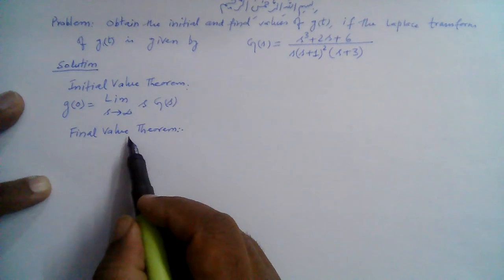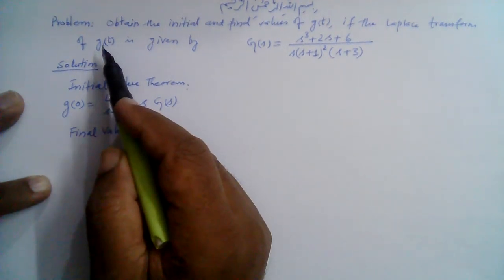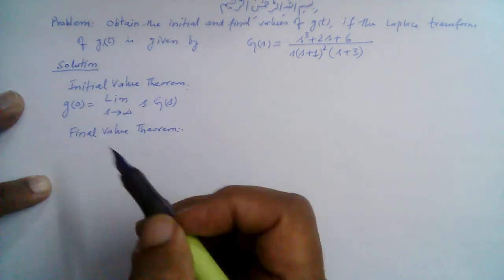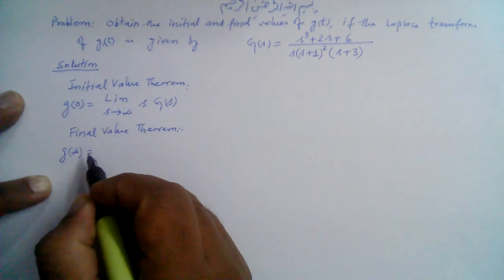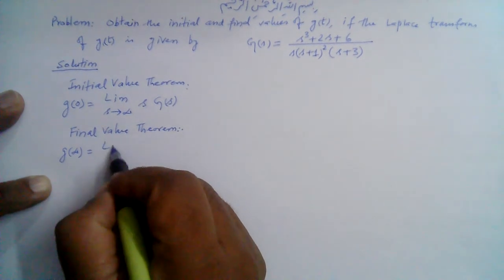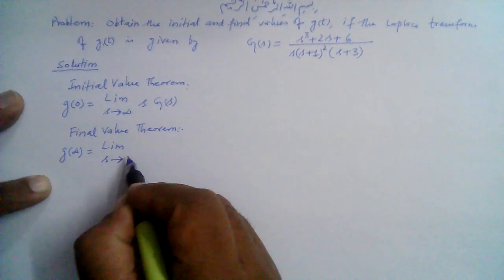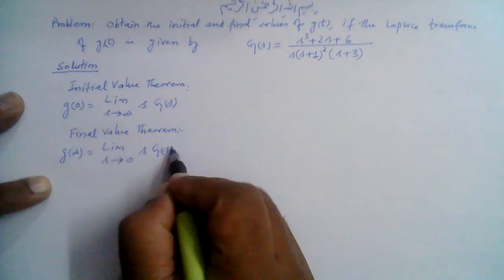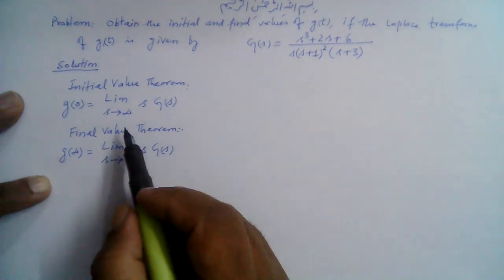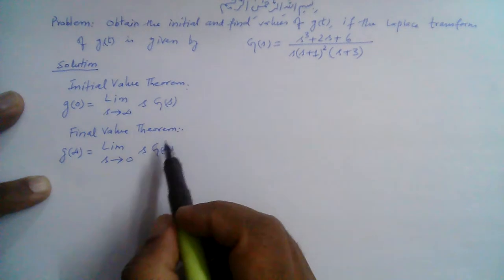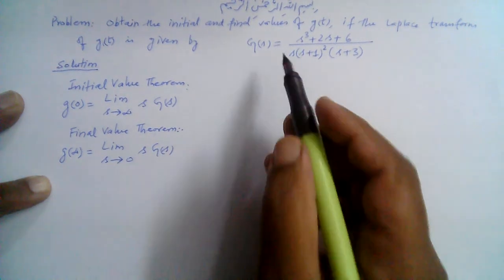Similarly, from the final value theorem we can get the value of g of t at t is equal to infinity, the final value of g of t. At t is equal to infinity, the value of this function in the time domain is given by this limit when s tends to 0, s g of s. So we can apply these theorems to find out the initial and final values of g of t, right?